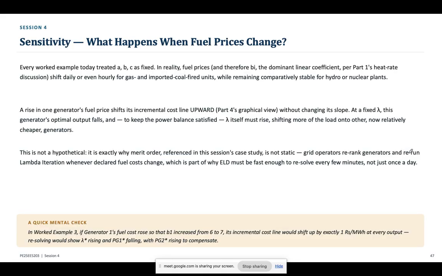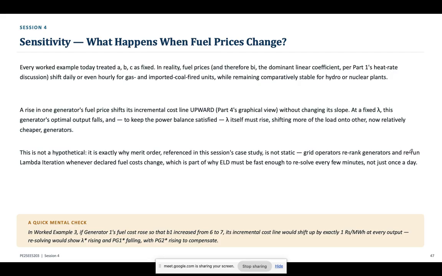This is a bit of sensitivity context I really want to discuss here. That is, fuel price sensitivity gives us a useful economic interpretation of the coefficient in the cost function. If the fuel price of a generator increases, its marginal cost increases for sure, right? In the incremental cost graph, this is represented in the simplified model by shifting the generator's line upward. At a fixed lambda, the intersection therefore moves towards lower output.